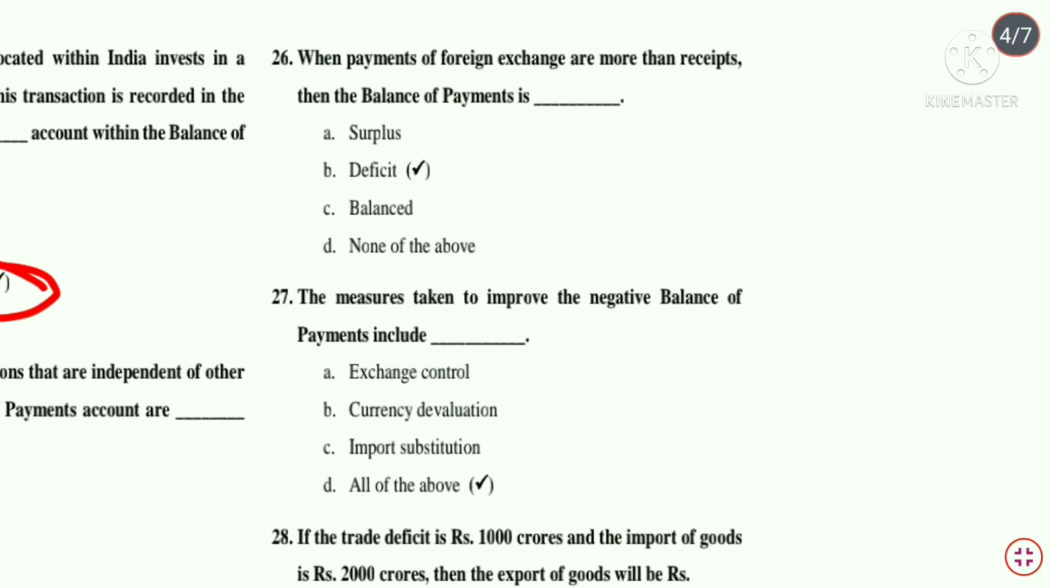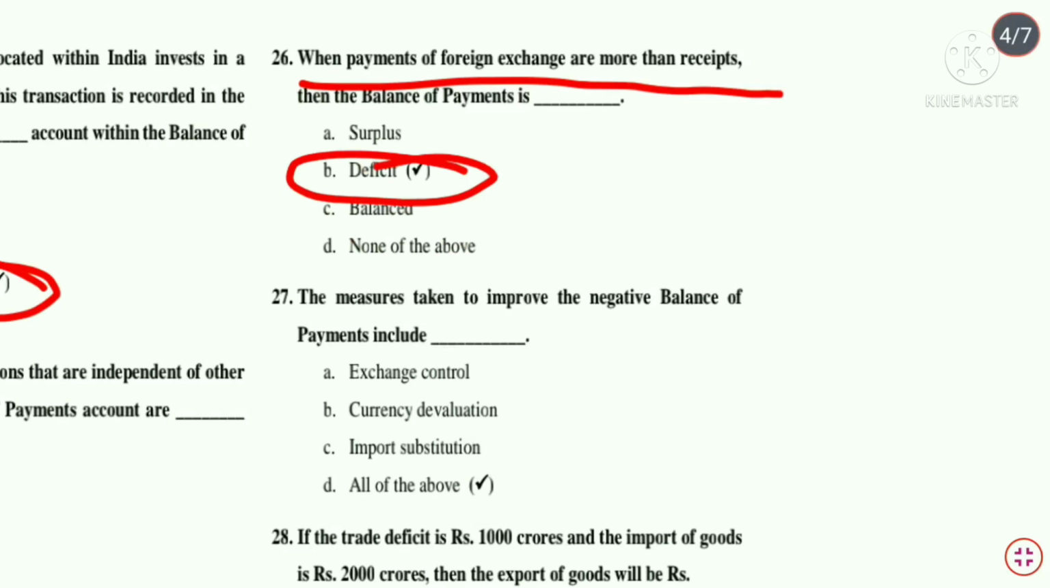Next question, that is when payment of foreign exchange are more than receipts then the balance of payment is, तो वहाँ पे क्या होगा, डेफिसिट होगा. दैट मीन्स कि हमने जितना इनफ्लो ऑफ फॉरेन एक्सचेंज जितना हुआ है उससे कहीं ज़्यादा हमारा आउटफ्लो ऑफ फॉरेन एक्सचेंज हुआ है. दैट मीन्स ऑप्शन बी डेफिसिट इज द correct answer. Next question, the measures taken to improve the negative balance of payment include exchange control, currency devaluation, import substitution, all of the above. Option D is the correct answer.